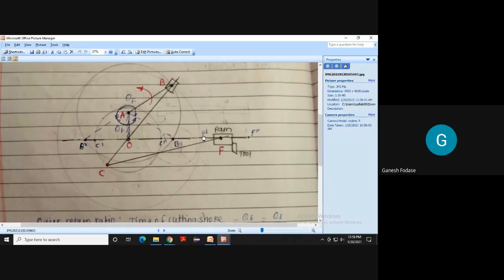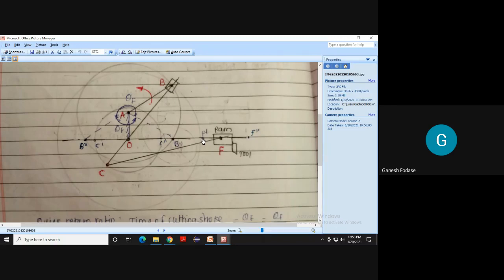Crank position. When the tool is at F dash, where is the crank position? Very simple. That's why I use three notations to represent three positions. My question to you is, when the tool is at F dash, where is the crank position? The crank is nothing but AB, which is the corresponding position of the crank. AB dash. Yes, AB dash. Is it right?